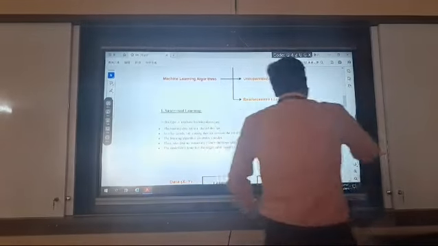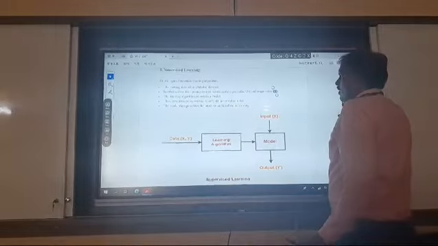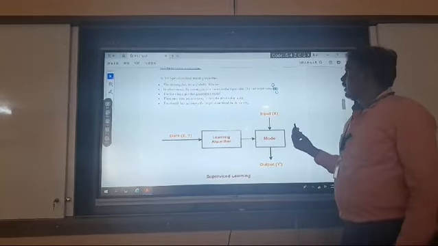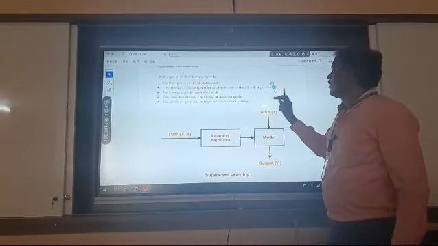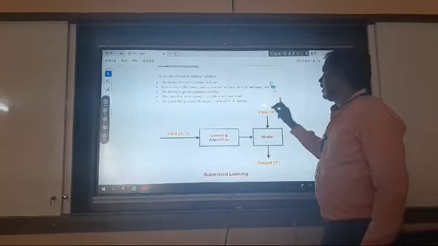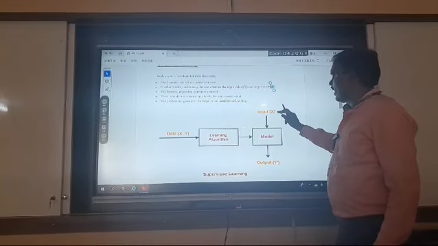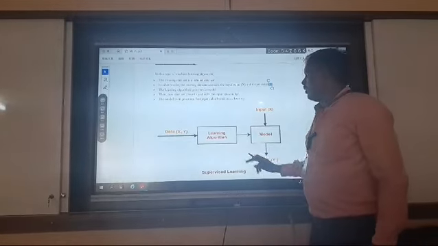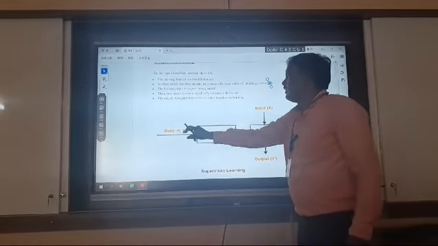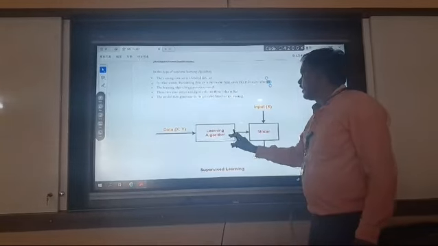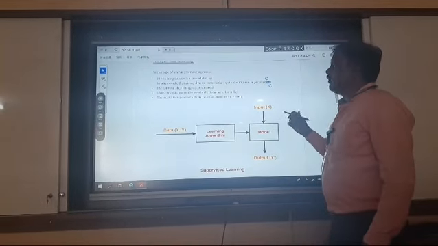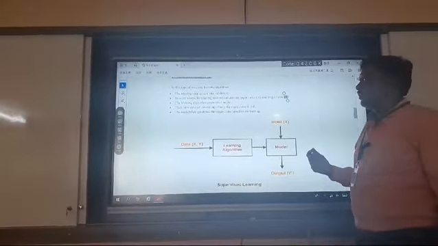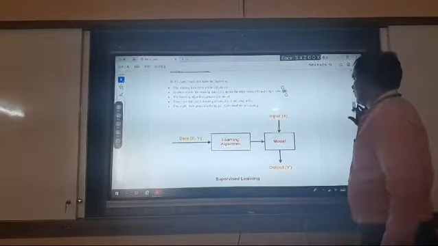See the diagram. Here the training data set is a labeled data set. It contains the input value X and the output value Y. Next, the learning algorithm generates a model with the help of the training data set. What is a model? A model is a function mapping from input to output only. That is the learning.